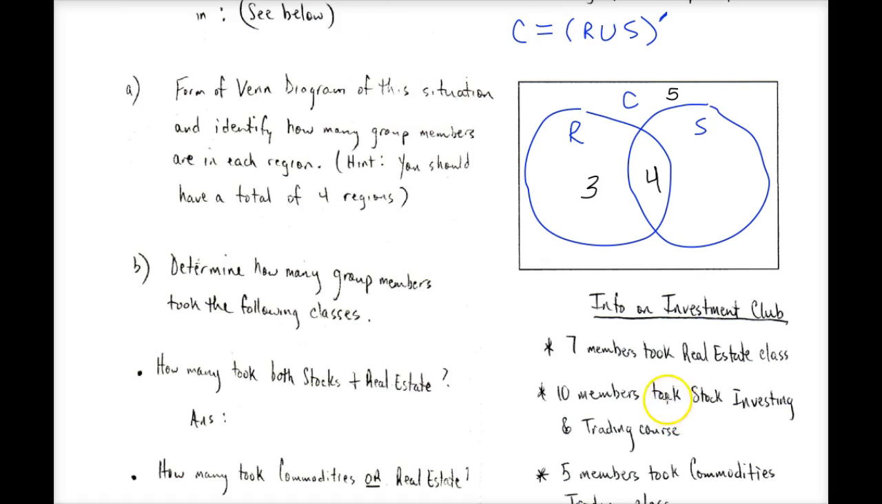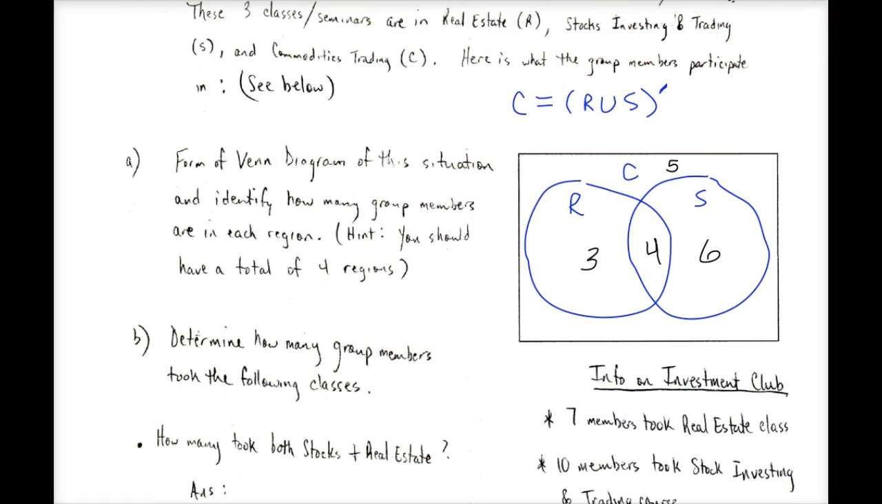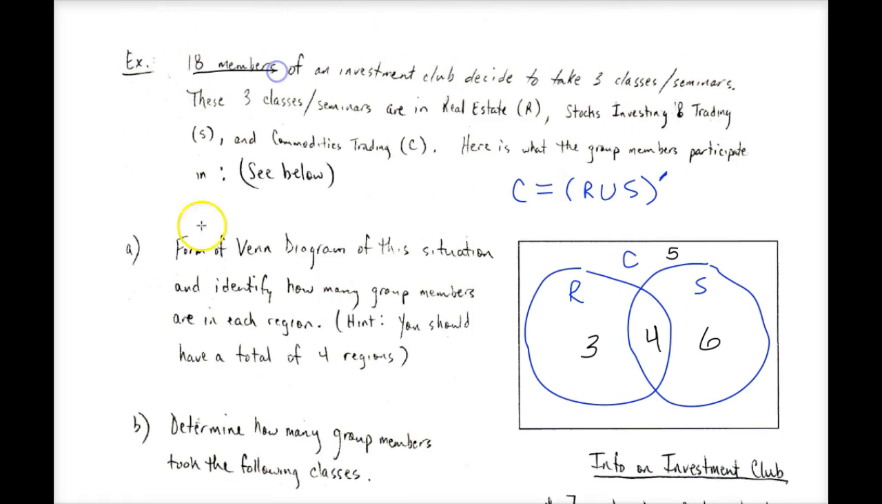For the stock investing and trading course, we know that 10 members took that class. Since we already have 4 here in the intersection, that means we have another 6 that just took the stock class all by itself. If we add up all these numbers, 3 plus 4 is 7, 7 plus 6 is 13, and 13 plus 5 is 18, you see that we have the total 18 members that our question originally talked about.